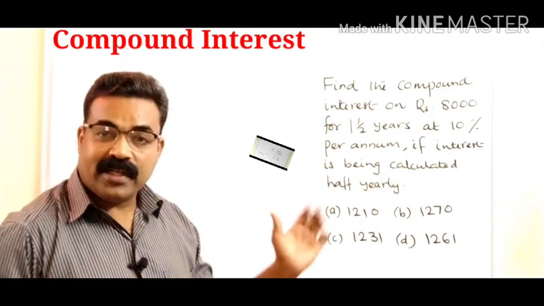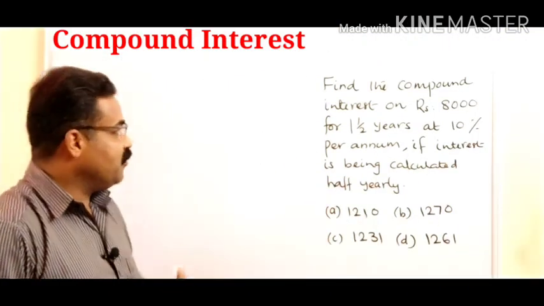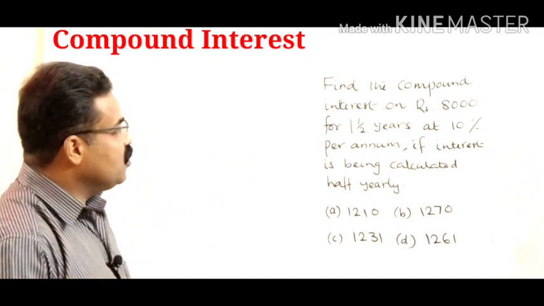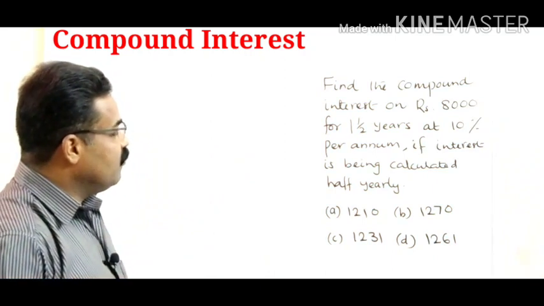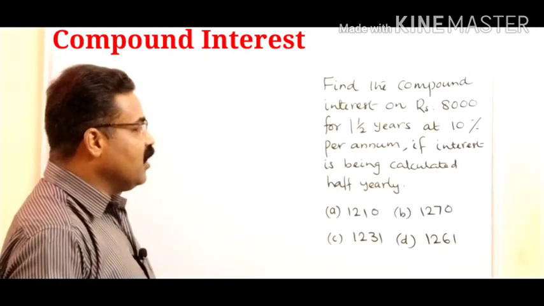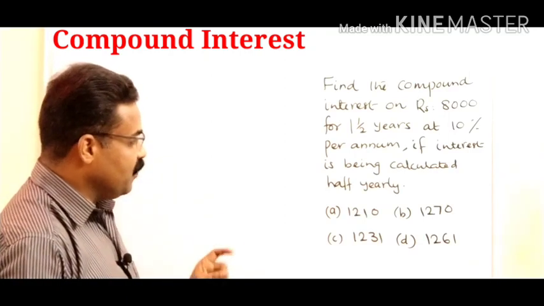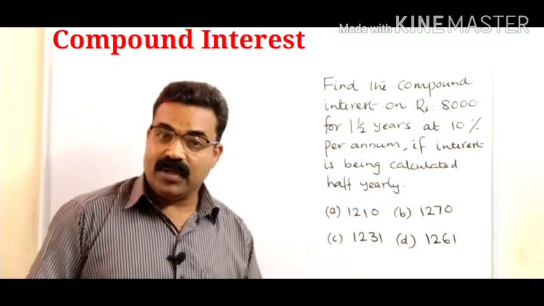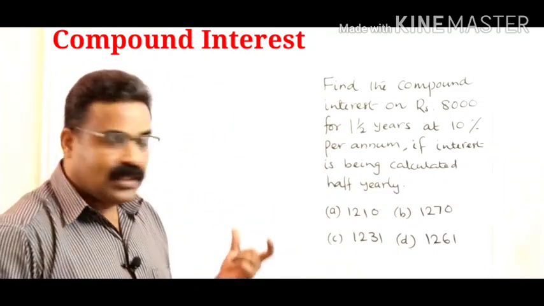So here is your first question. Let us see the question and then let us solve it. Find the compound interest on rupees 8,000 for 1.5 years at 10% per annum if interest is being calculated half yearly. A, B, C, D, 4 options are also given to you. So we have to solve this question.